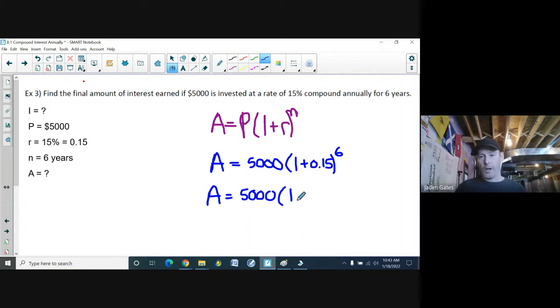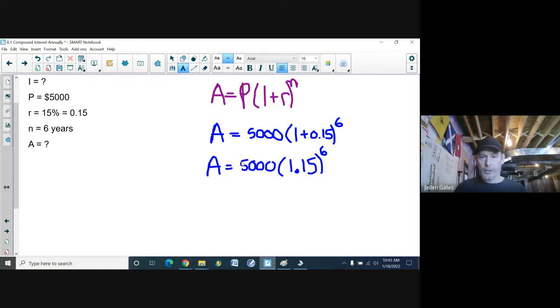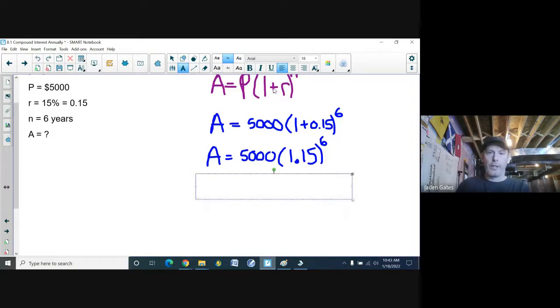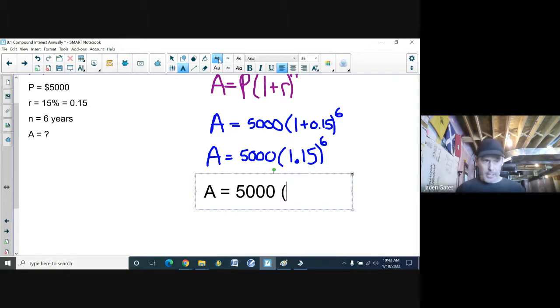Well, that's going to be 1.15. And again, to the power of 6. All right, so now it's time. I've got to do the exponent next. So I've got A is equal to 5,000. Let's see here. Take that 1.15 to the power of 6 and end up with 2.31.